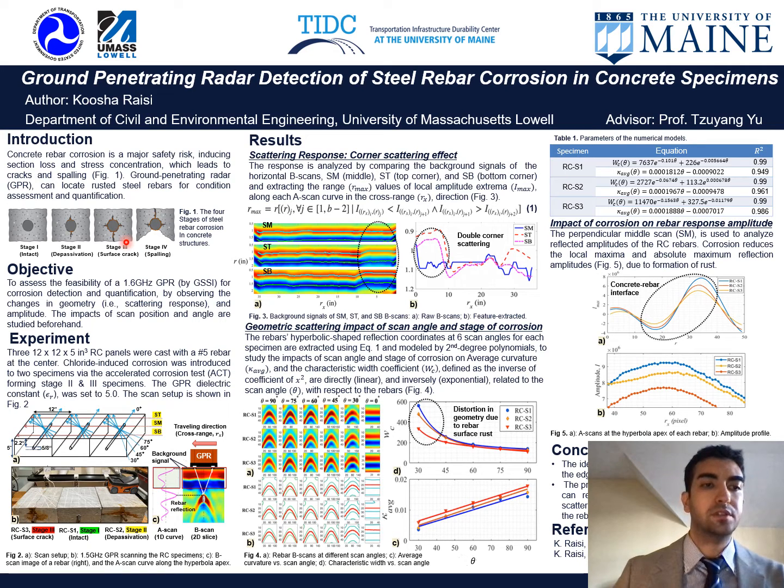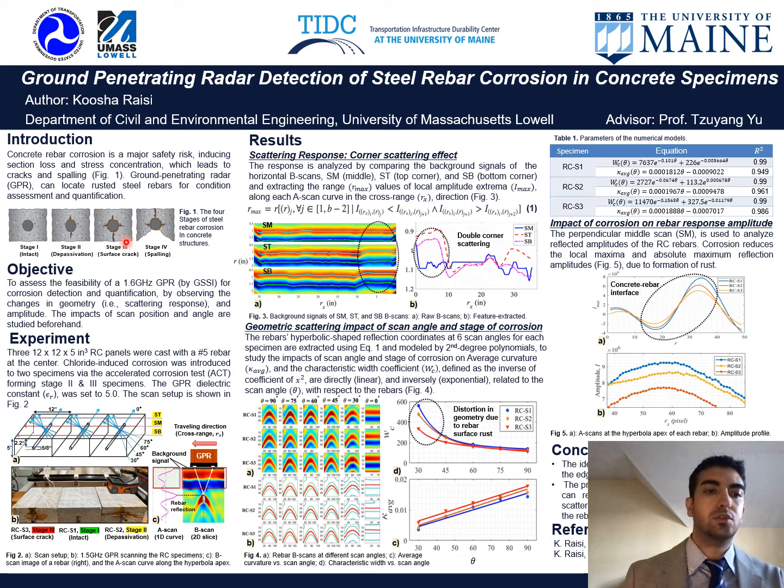So our objective is to assess the feasibility of a device. We have a 1.6 GHz GPR for corrosion detection and quantification. And by observing the changes in the geometry, that is the scattering response that we get from the radar, and the amplitude, which is the reflection strength, we want to study the impacts of the scan position and angle as well when we want to assess the feasibility of the GPR.